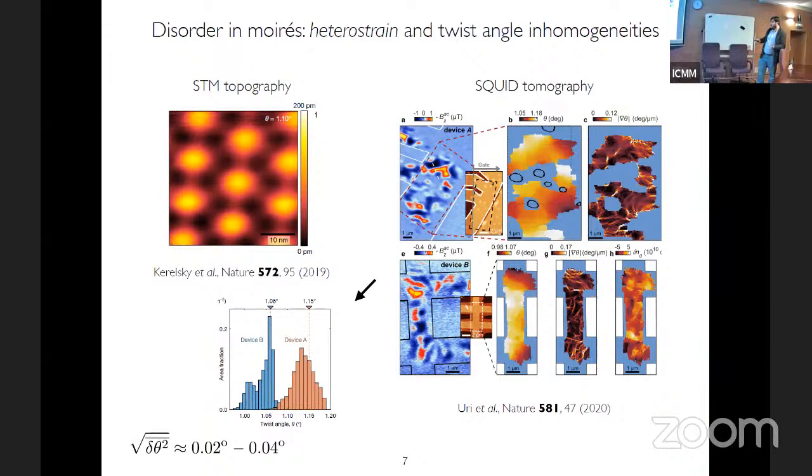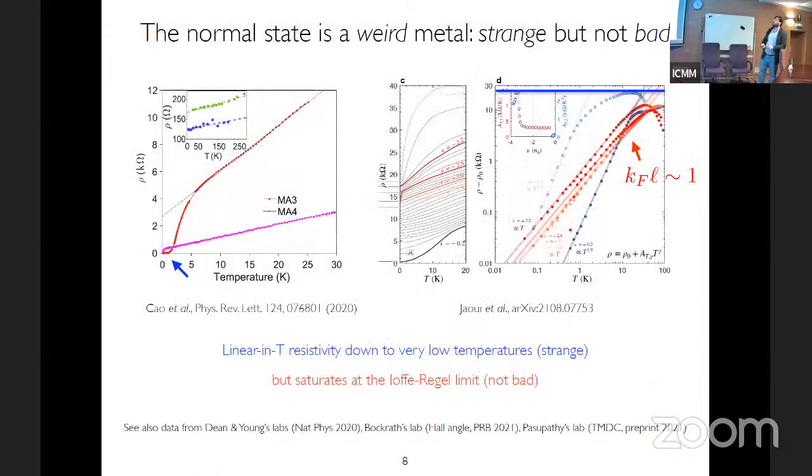This is one device. This is a second device. These are measurements from the group of Eli Zeldov at Weizmann, and you can construct histograms from these local measurements, and this is the characteristic standard deviation of the twist angle around the magic angle. Okay, more on this later.